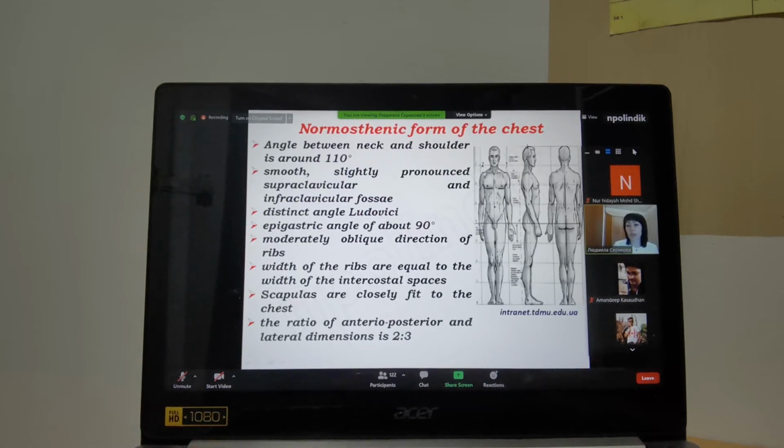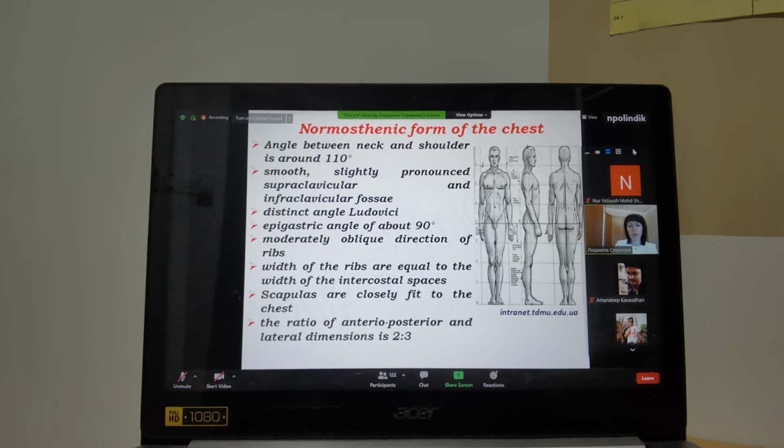I will describe every form of the chest quickly. By analogy with types of constitution, but we use different points of assessment. So if a patient has an asthenic form of the chest, it is high. The normosthenic, that is around that. It is normosthenic because I don't see the upper part. So in the normosthenic form of the chest, the angle between neck and shoulder is usually around 110 degrees. We have moderately apparent supra- and infraclavicular fossa, distinct Ludovici angle, epigastric angle.